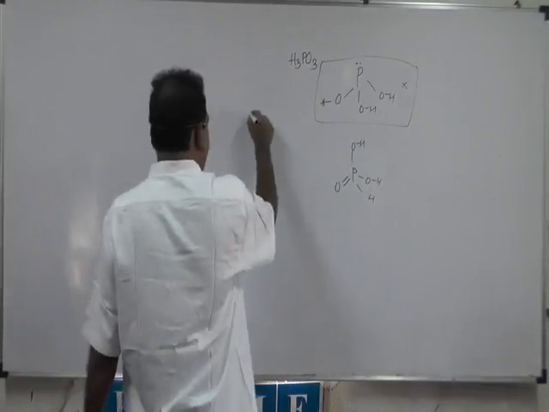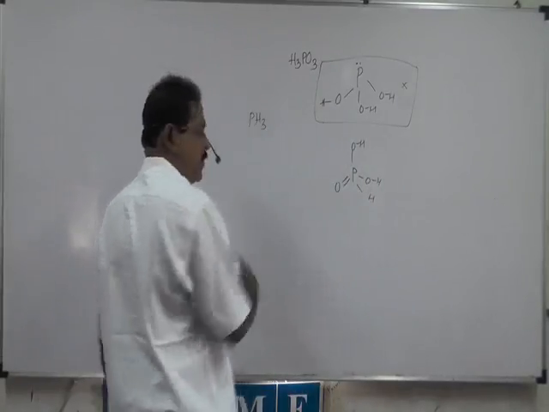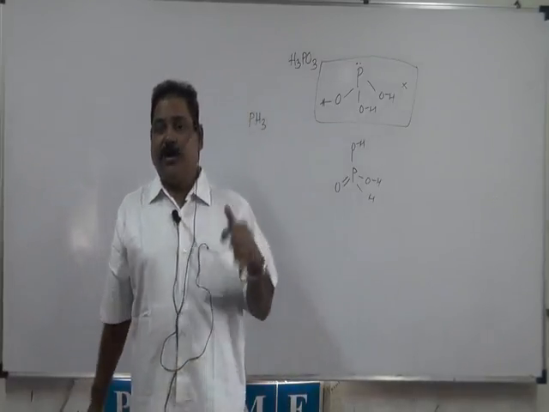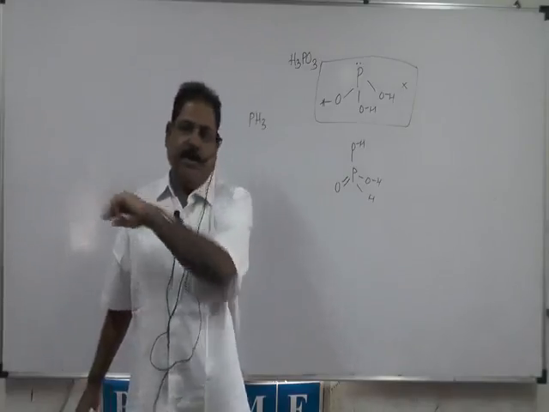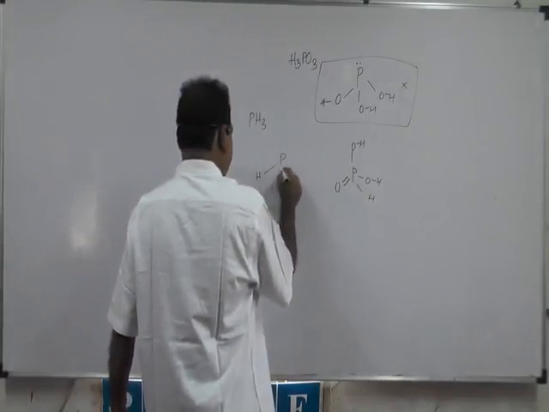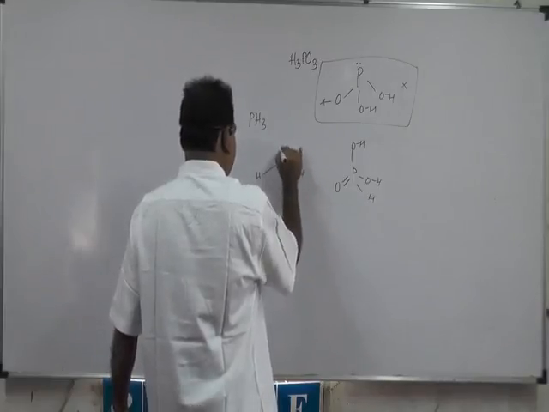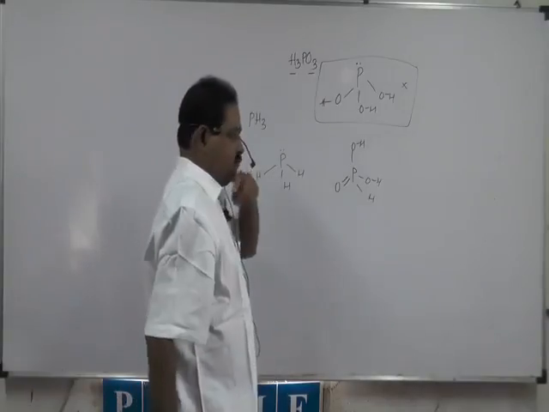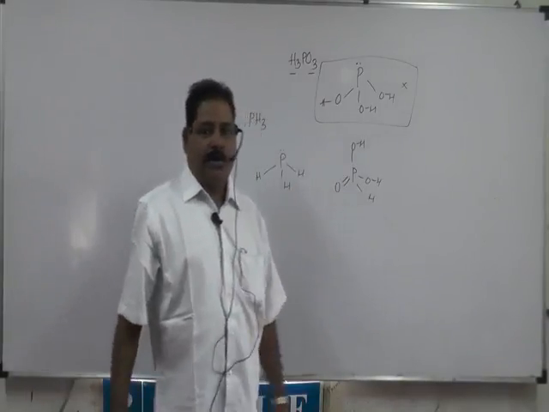Okay, PH3. Phosphorus cannot avoid the lone pair. It has five electrons, and three hydrogens can consume at best only three electrons. Therefore, the lone pair is inevitable here. But now that there are three hydrogens and three oxygens, phosphorus will always try to get rid of that lone pair.